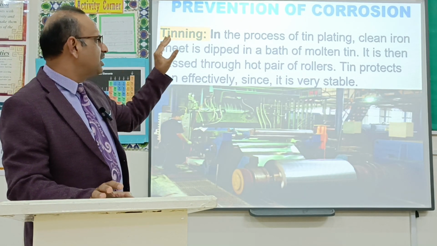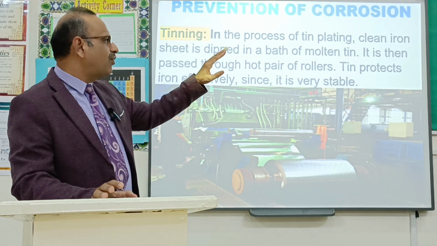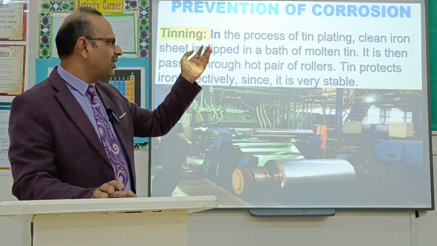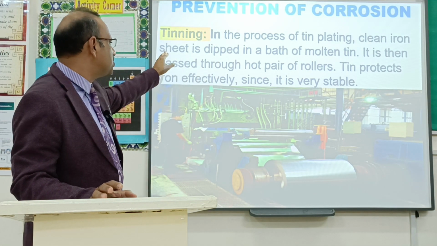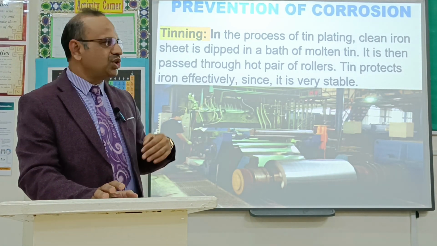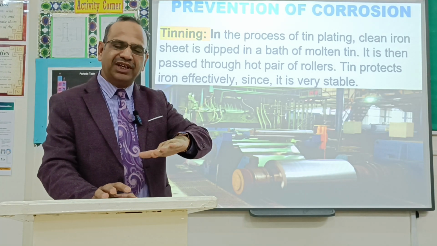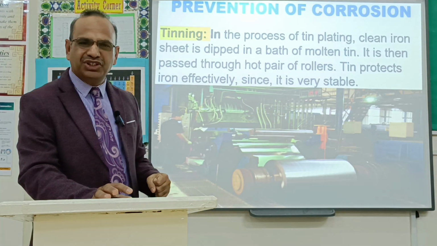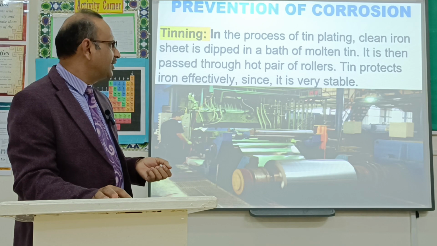In tinning, what we do is, first of all, we clean the metal. For example, it is iron, we clean the iron sheet and then dip it in molten tin. In this way, a layer of tin is formed on the iron sheet and it will be protected.